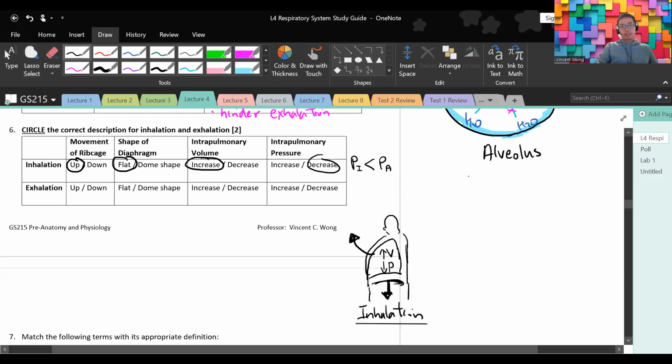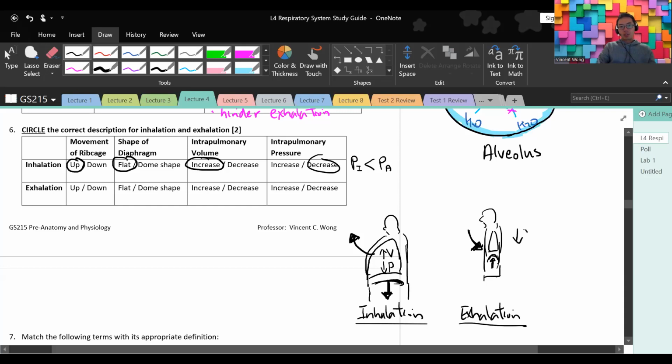Now, exhalation is the other way around. So here's your person again. And this time, again, this is exaggeration, the ribcage comes down and in. The diaphragm goes back to dome shape, and together these actions will compress your lungs.